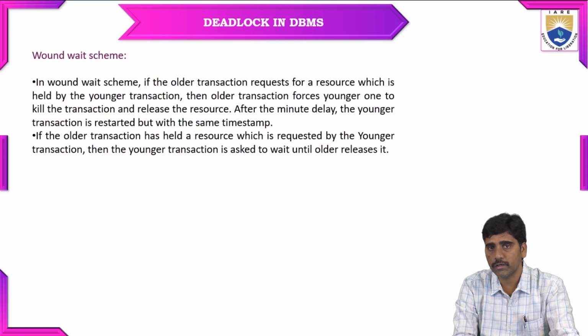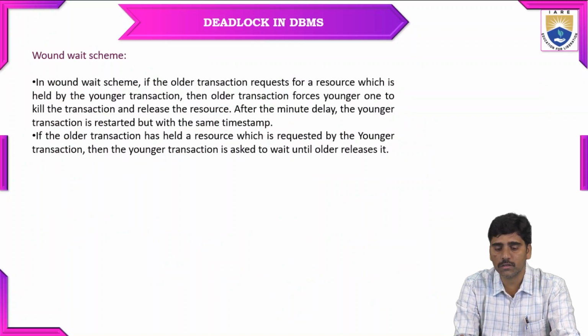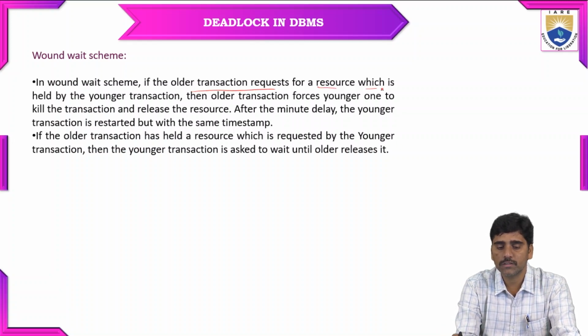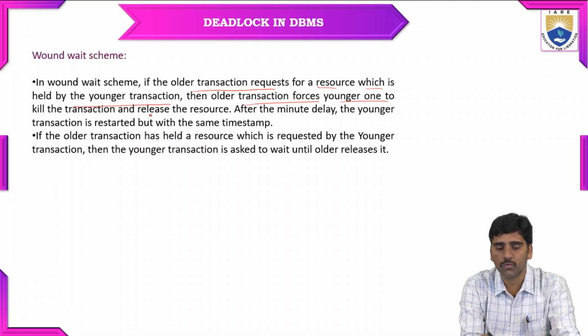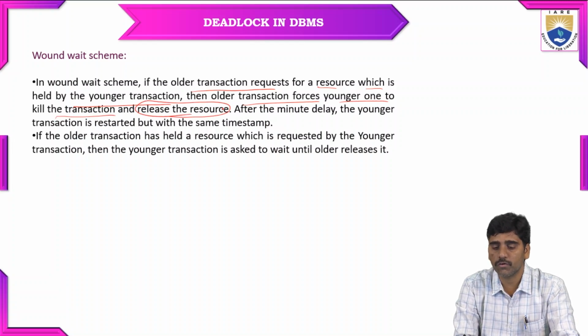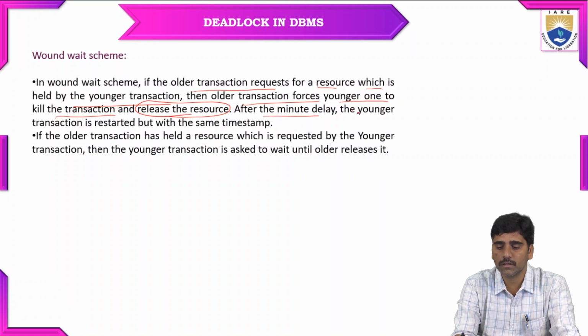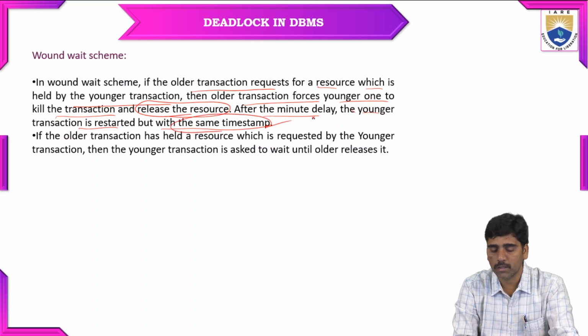And the second one, the wound-wait scheme. In this scheme, if the older transaction requests a resource which is held by the younger transaction, then the older transaction forces the younger one to be killed and to release the resource. After a minute of delay, the younger transaction is restarted, but with the same timestamp.